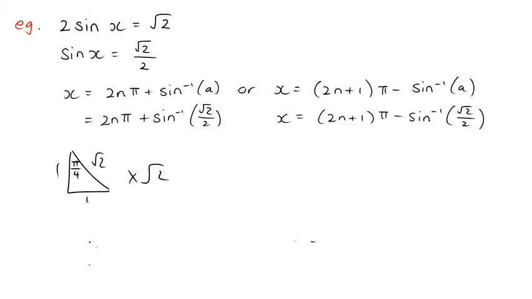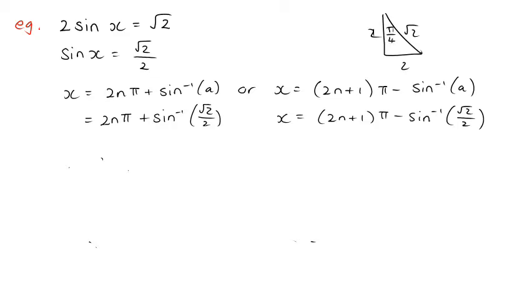Okay, so yeah, it's pi on 4. Right, so we'll just get rid of this, keep it neat. Yeah, we'll write it up here. So 2 root 2 pi on 4. Okay, so we get 2n pi plus pi on 4, or 2n plus 1 pi minus pi on 4.